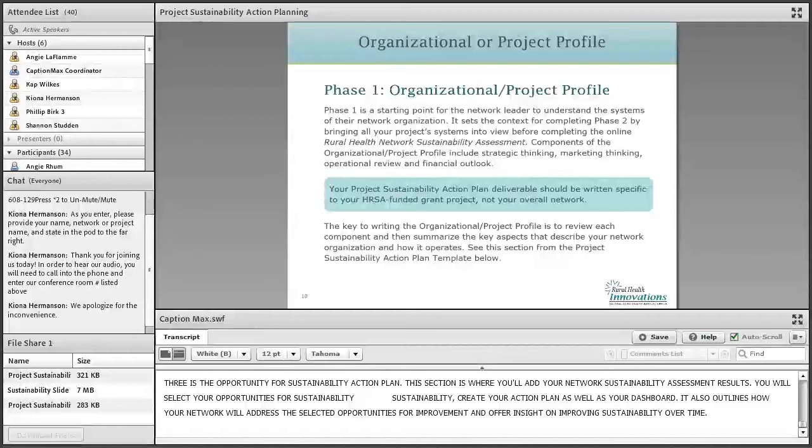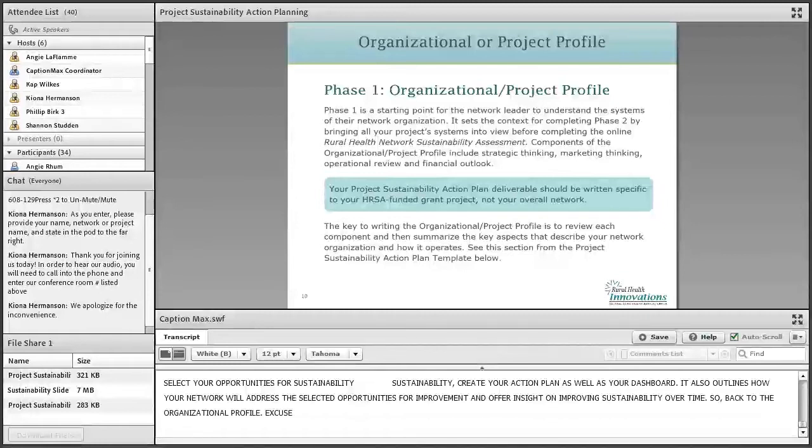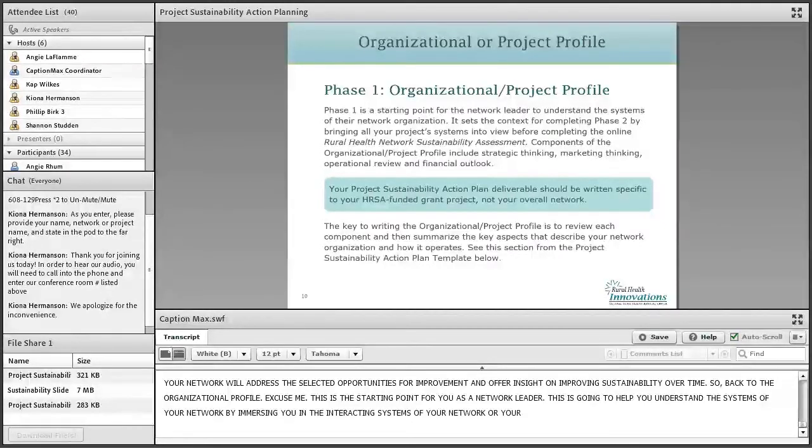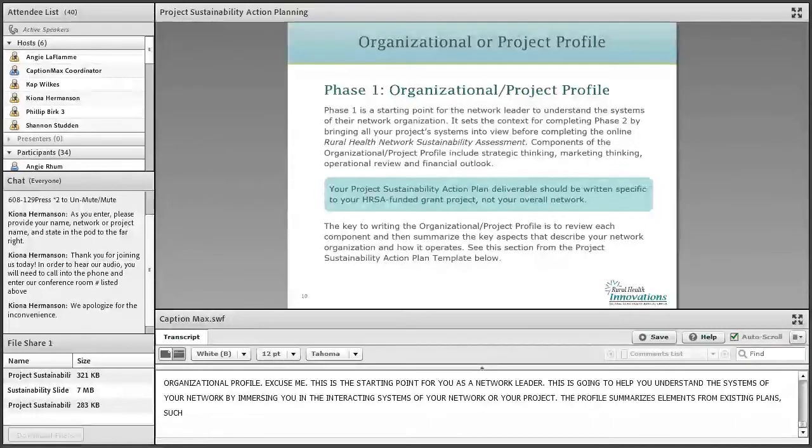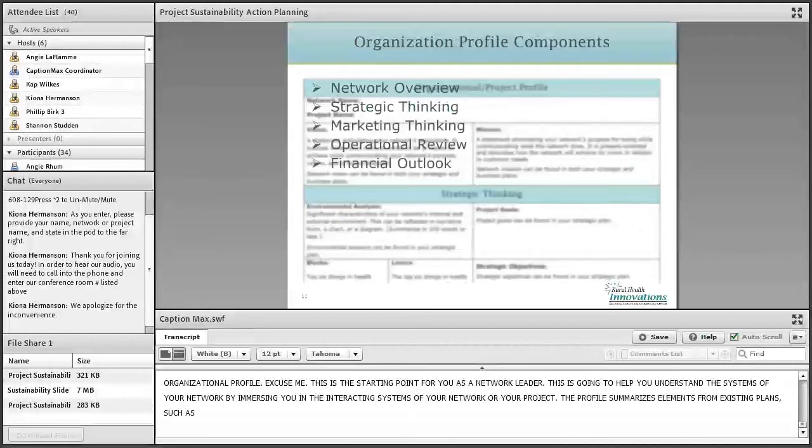So back to the organizational profile. This is the starting point for you as a network leader. It is going to help you understand the systems of your network by immersing you in the interacting systems of your network or your project. The profile summarizes elements from existing plans, such as your strategic, evaluation, marketing, and business plans.